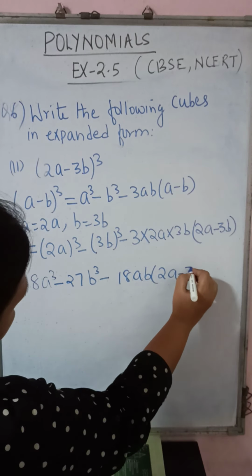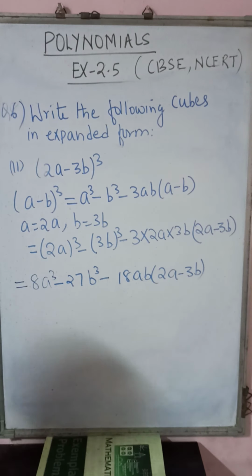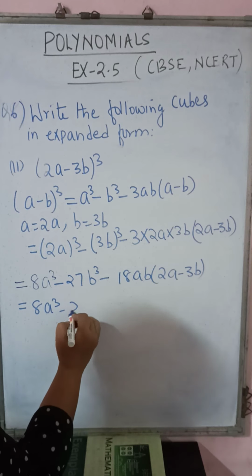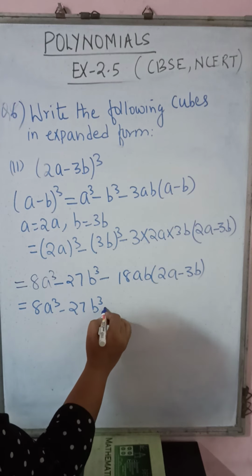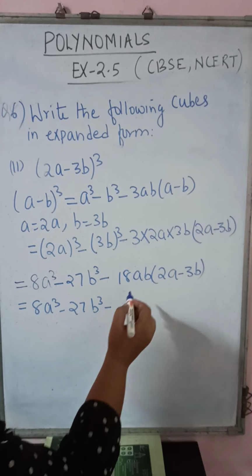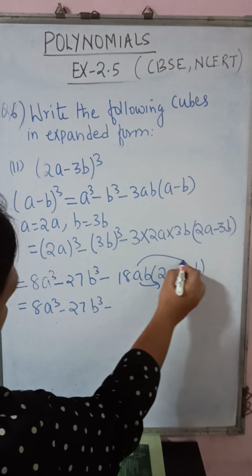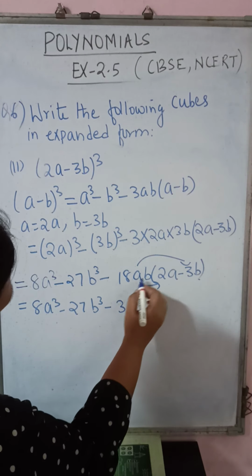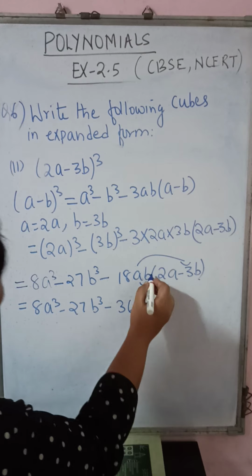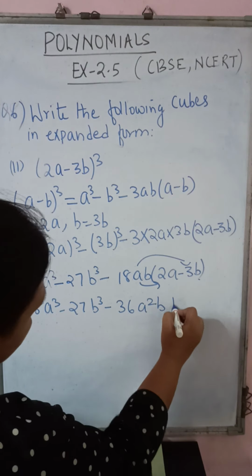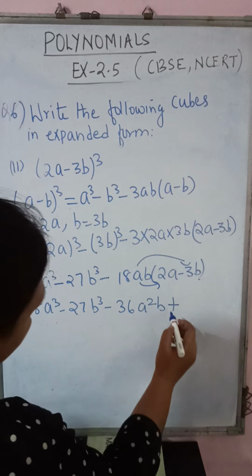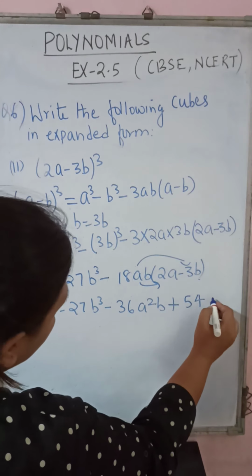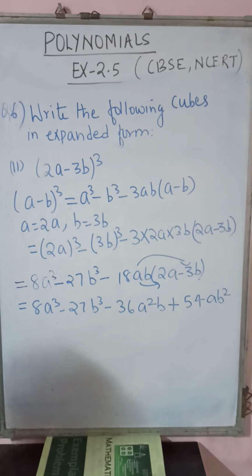Now (2a − 3b). So what will we be getting? Again 8a³ − 27b³ minus the same thing, 18ab. First multiply with 2a and then multiply with 3b. So minus 18 times 2 is 36, a into a, a², and b. Now again minus into minus is plus, 18 times 3 is 54, ab into b, so ab². So this is the answer.